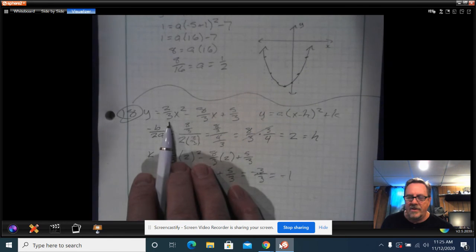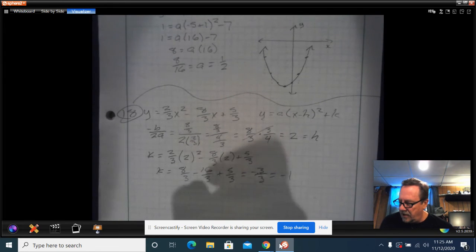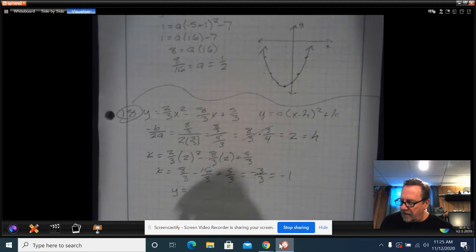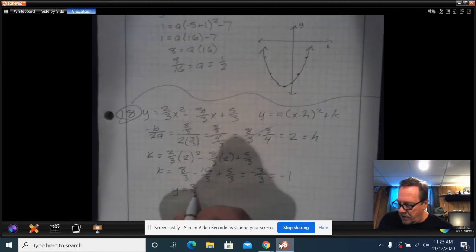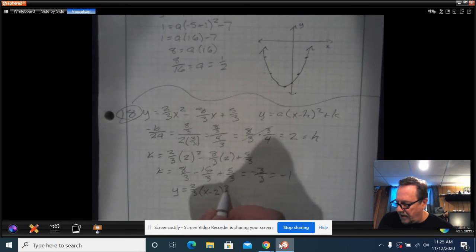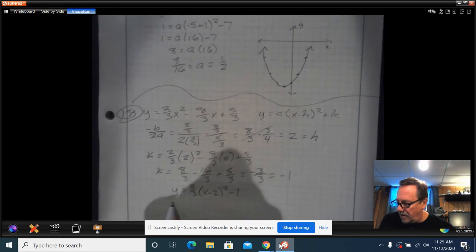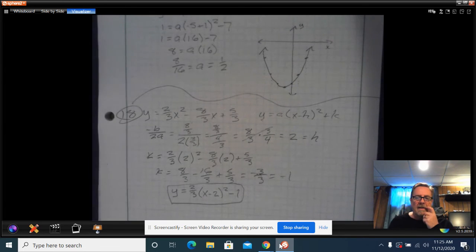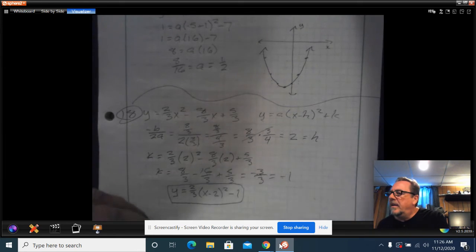So we know what our h and our k are. And a, again, is just the same thing as what was here. That's a. So let's rewrite our equation in vertex form. This is y is equal to 2/3 x minus 2, that was our h, squared minus 1. There's vertex form. Groovy. Groovy.